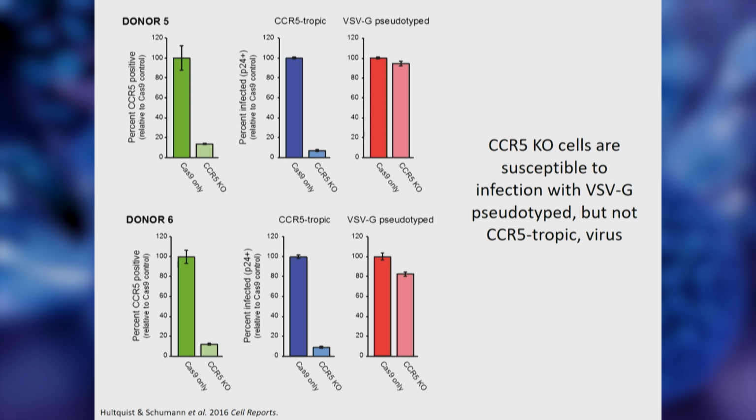That's quantified here in the green bars on the left, where we see an order of magnitude decrease in CCR5 levels. And then when we infect these cells with a CCR5 tropic HIV strain, we see an order of magnitude resistance to infectivity. This can be rescued by pseudotyping with a CCR5 independent envelope like VSVG, indicating that the cells are not solely toxic, but that this is due to a specific editing event at the CCR5 locus.